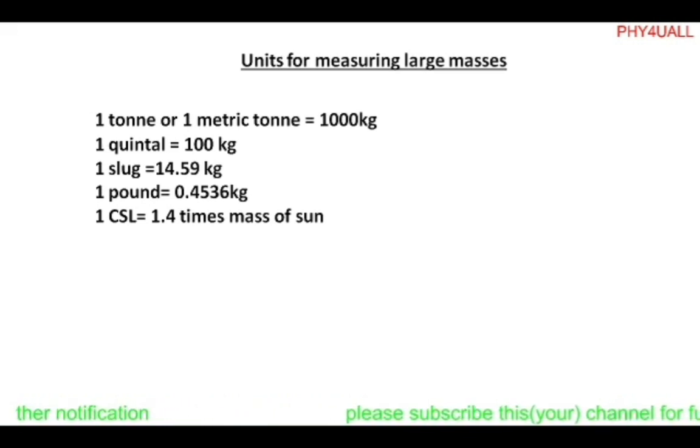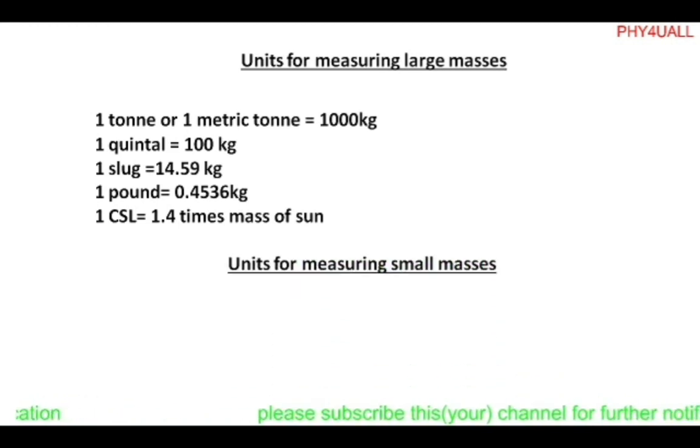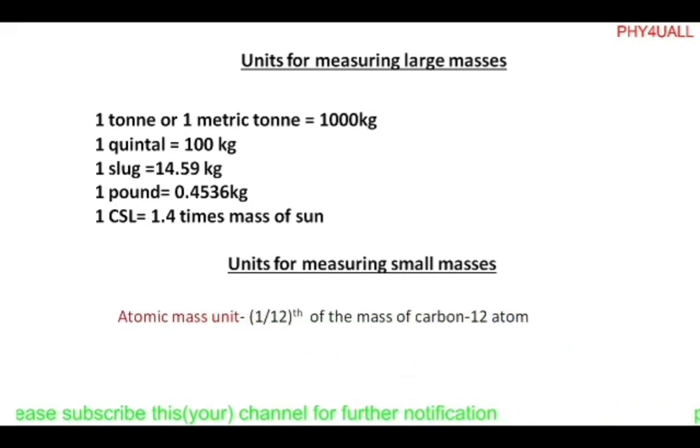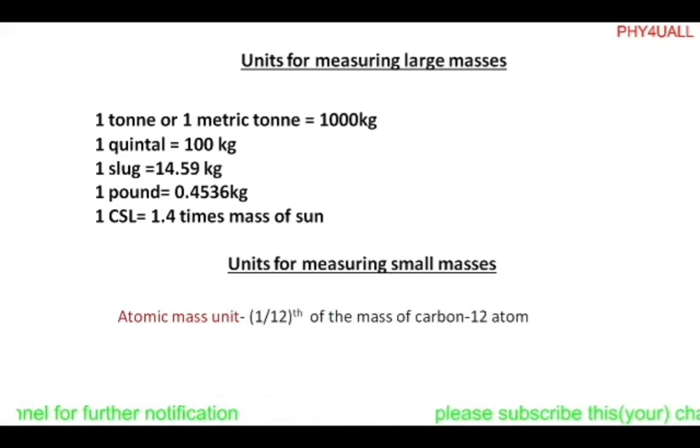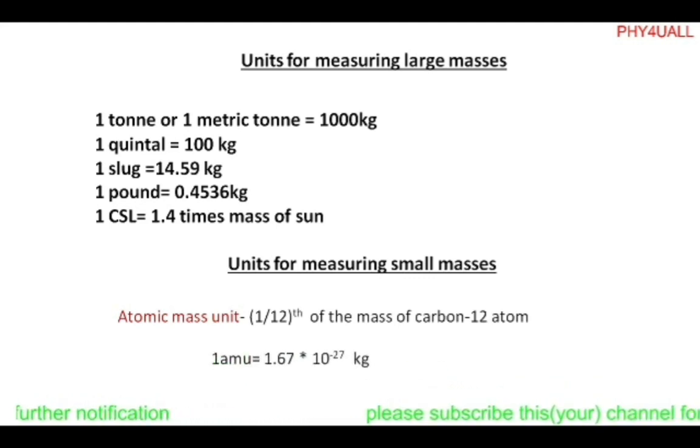Now for measuring the smallest masses, one of the main units is AMU, that is atomic mass unit. 1 atomic mass unit is equal to 1/12th of the mass of a carbon 12 atom. That is, 1 AMU is equal to 1.67 into 10 to the power minus 27 kilogram.